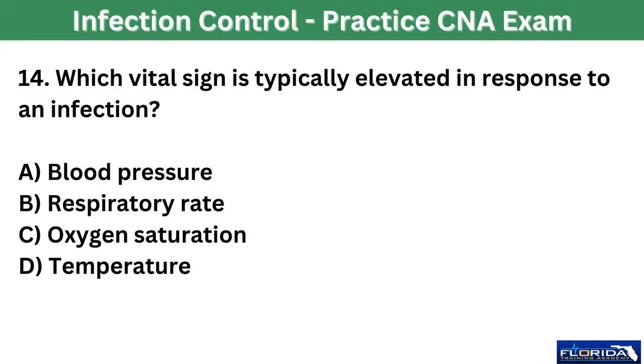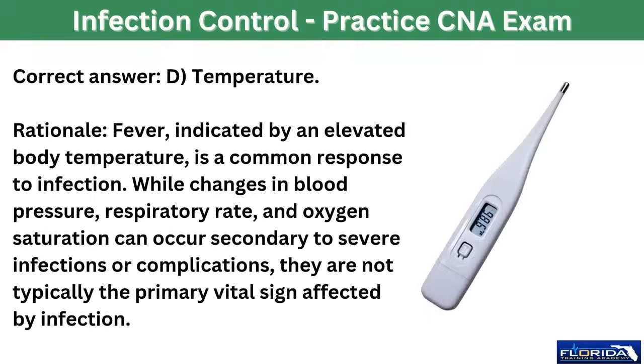And yes, yes, yes, everyone, I see the correct answers coming through. For this one, it's not blood pressure. When someone has an infection, what you're normally going to see is an increase in their temperature. So the rationale: fever, indicated by an elevated body temperature, is a common response to an infection, while changes in blood pressure, respiratory rate, and oxygen can occur secondary to severe infections or complications such as sepsis. That's severe. They are not typically the primary vital sign affected by infection.